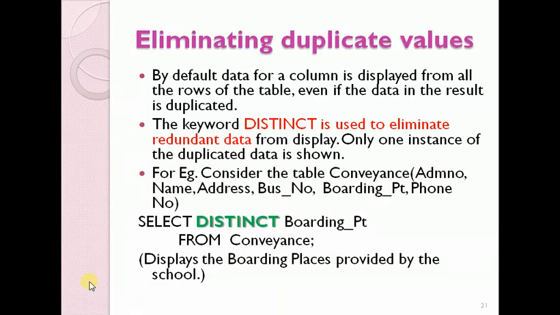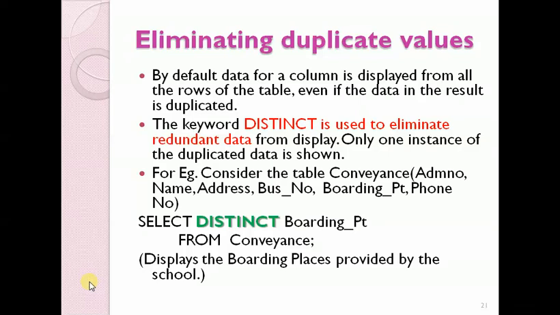Suppose the conveyance in charge wants to know from which places these students are coming. For example, this school has a total of 2000 students. If we write a query for displaying the places from where students are coming, we just write the query select boarding point from conveyance. We want to see the boarding points of the students.